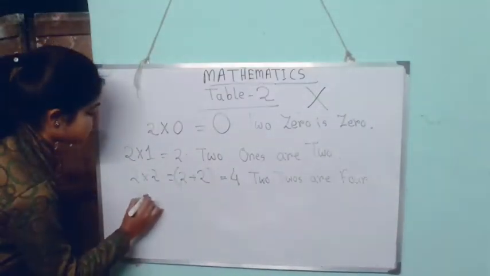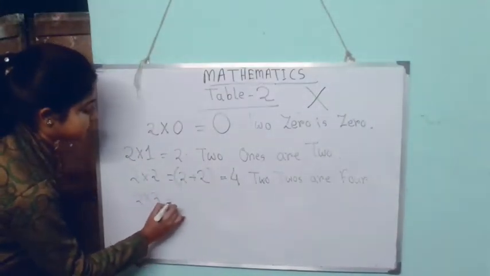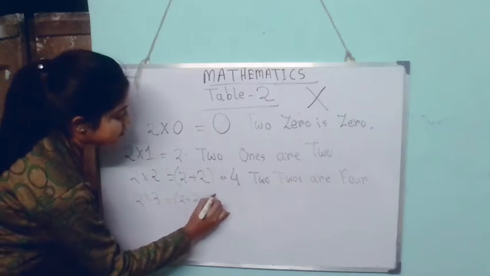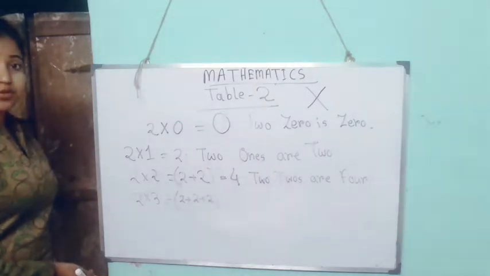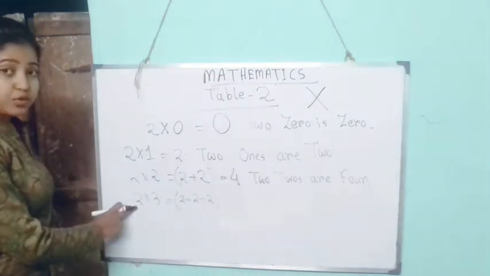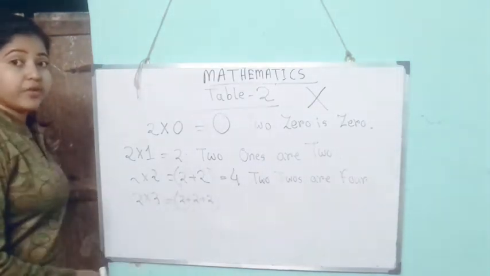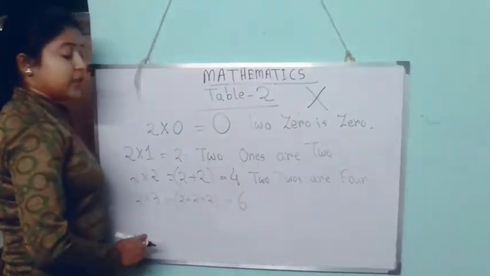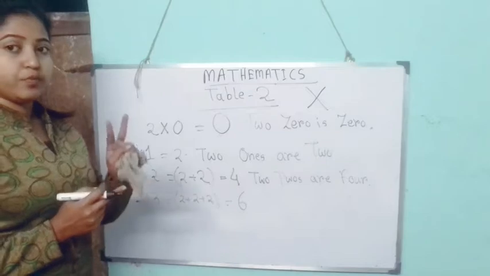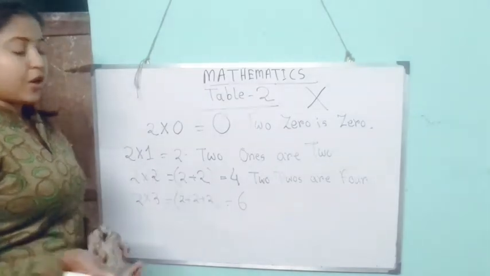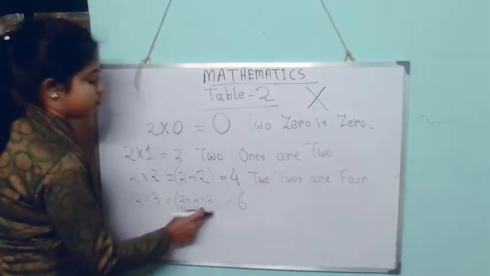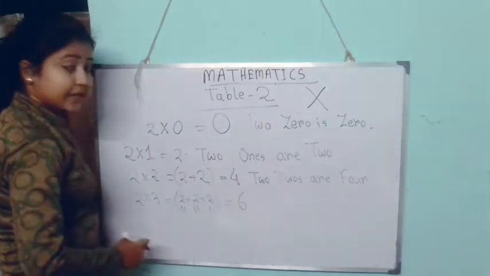Next, 2 multiplied by 3. So we will write 2 plus 2 plus 2, 3 times 2, right? 2 plus 2 plus 2. 3 times 2. So here we will get 6. You can count with your fingers also, or you can count by drawing lines also, right? 2 plus 2 plus 2. 1, 2, 3, 4, 5, 6.